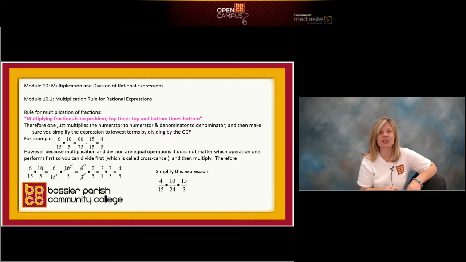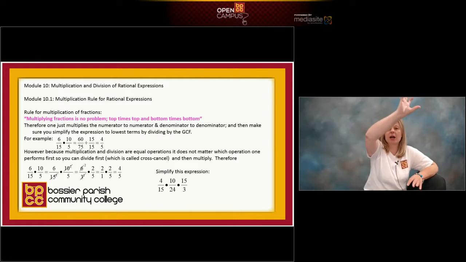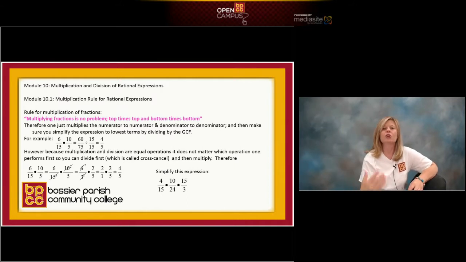Multiplying fractions is no problem. Top times top, bottom times bottom. So when you multiply fractions, you are going straight across. You're multiplying numerator times numerator and denominator times denominator. So if you look at my PowerPoint, I have the example 6/15 times 10/5. Okay, two rational expressions, fractions. The rule for multiplying says we just go straight across.